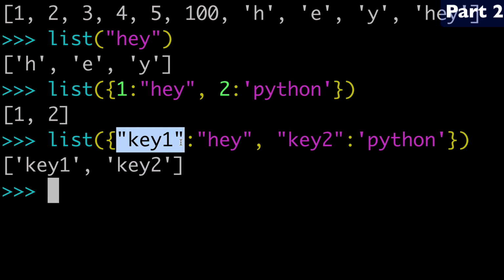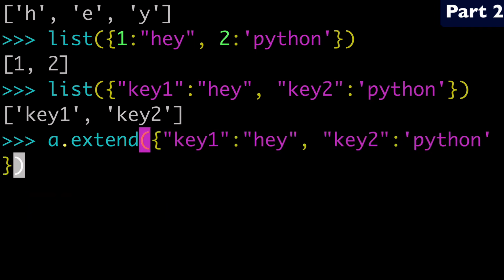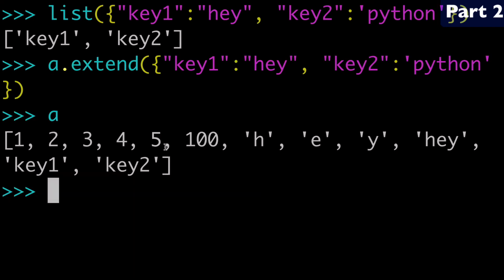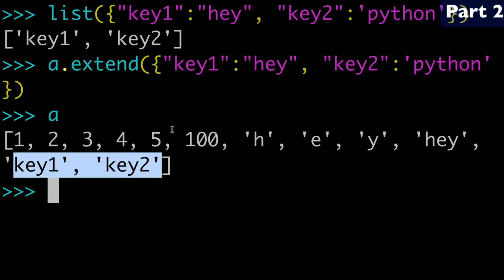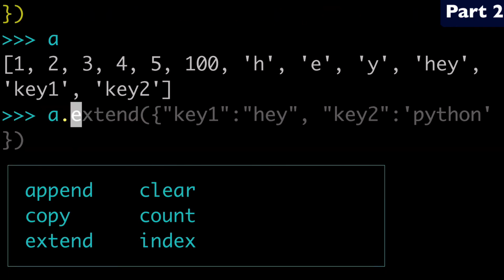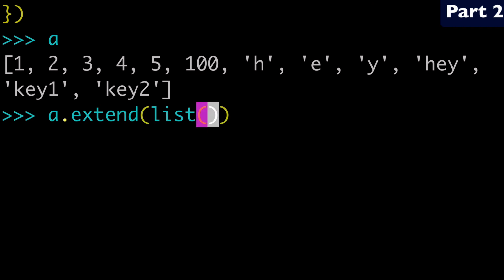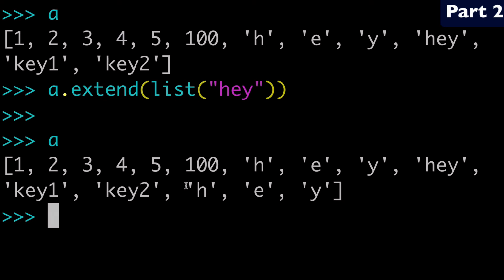Okay, so why am I focusing so much on the list built-in function? Basically, because the same thing happens when you use the extend method. So we'll go back and we'll use our extend method with this dictionary. And when we print that out, we get key 1 and we get key 2, and we're not getting those values from that dictionary. So basically, what's happening with the extend method is it's almost as if you had list in here.